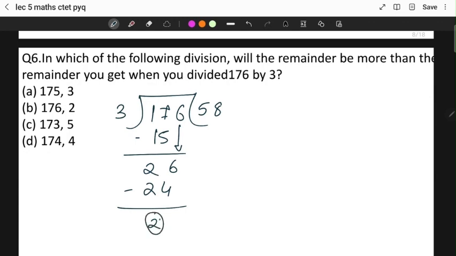So what they have asked us is, in which of the following options is the remainder more than the remainder you are getting over here? What is the remainder we are getting when we are dividing 176 by 3? The remainder we are getting is 2. So in the given options, you have to find where the remainder is greater than 2. Okay, for the first option, you do the same method for all of these now. I am not going to do it for each of them over here.